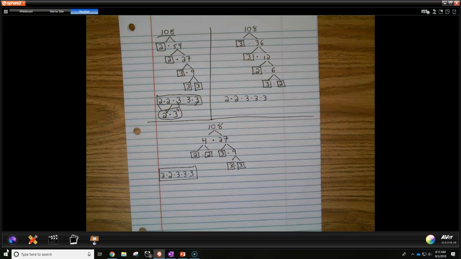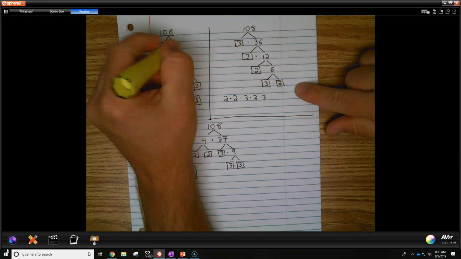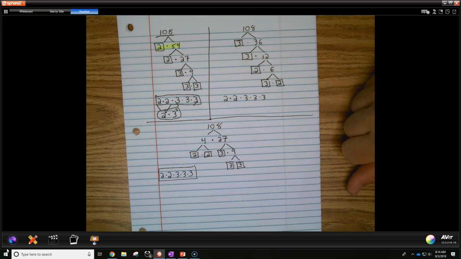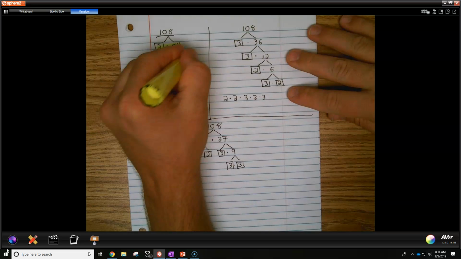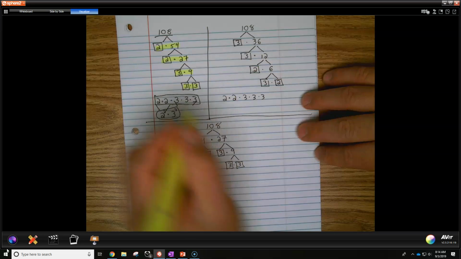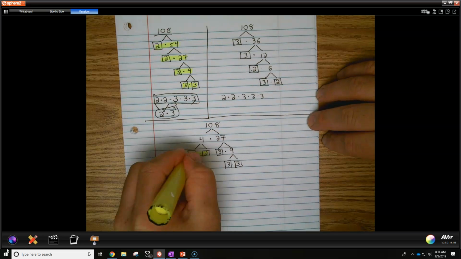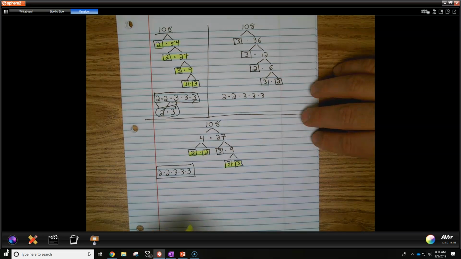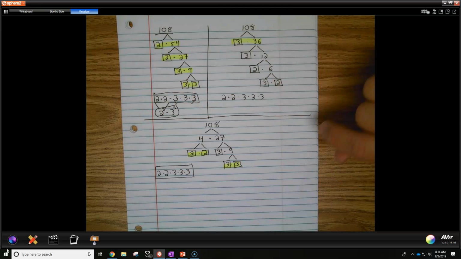Now, here's a trick. We're already going to skip ahead and work on one of our things. Remember I told you one of the terms we had were factor pairs? What if I told you 2 and 54 were factor pairs? 2 and 27 are factor pairs. 3 and 9. 3 and 3. 2 times 2. 3 times 3. 3 times 36. Those are factor pairs.